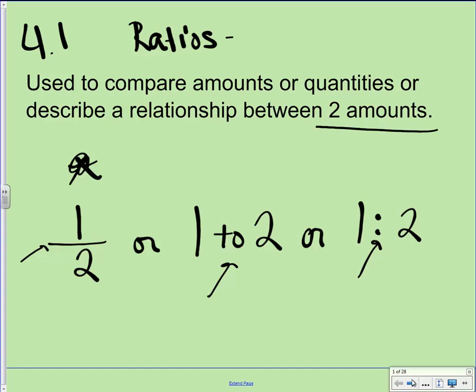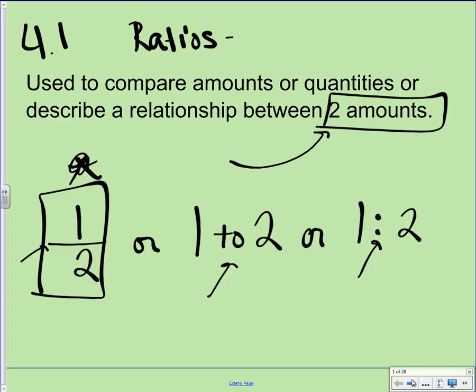So I want to point out that we said that there are two amounts. So if you ever end up with a ratio that is stacked, what we call fraction form, it will never simplify and become a whole number. The reason it will not is because we are actually comparing two amounts. It is not looked at in the same way that a regular fraction is. So you will always have something in fraction form, even if 1 is on the bottom.